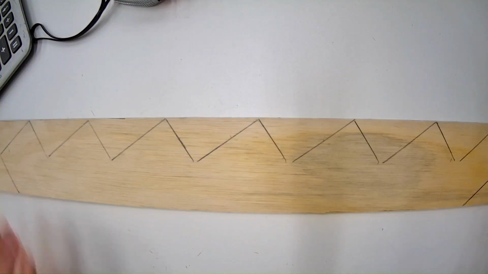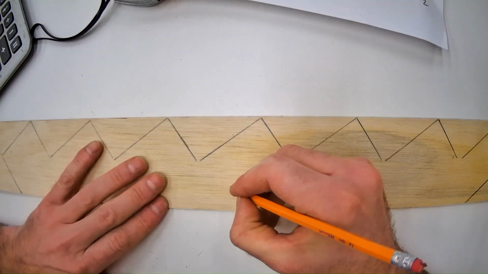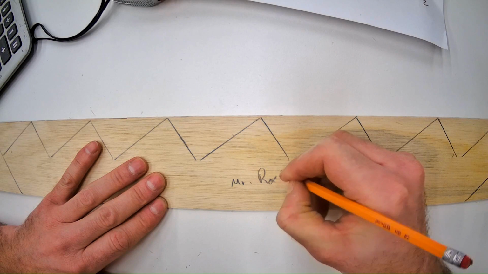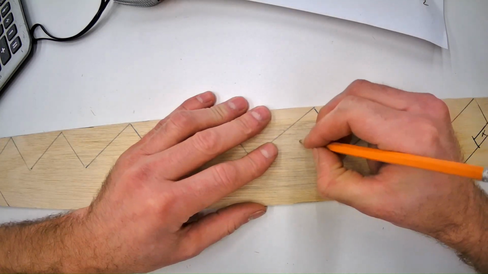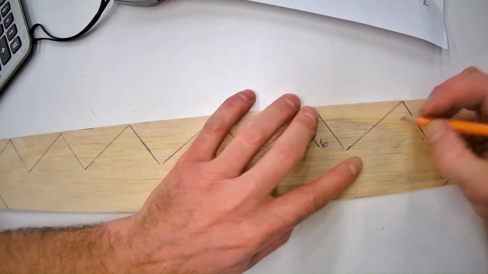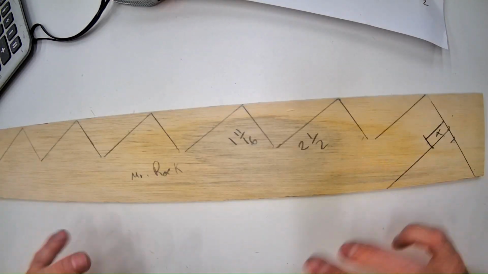So now that that's done, I could go ahead and write all my calculations on here with my name. So Mr. Rock. My rise was 1 11/16. My run is 2.5. And now I can go ahead and cut it out.